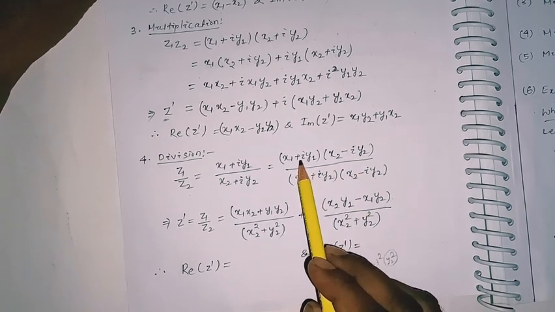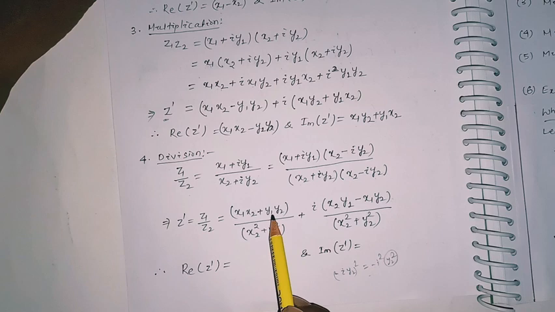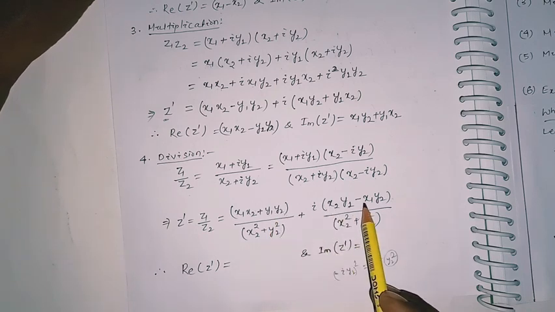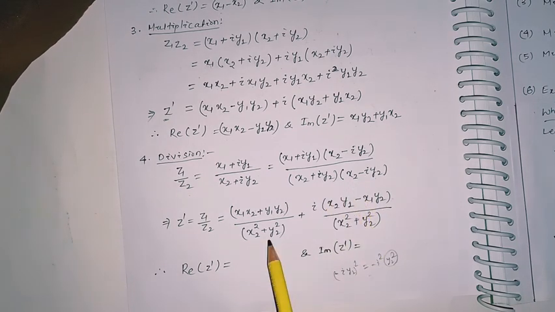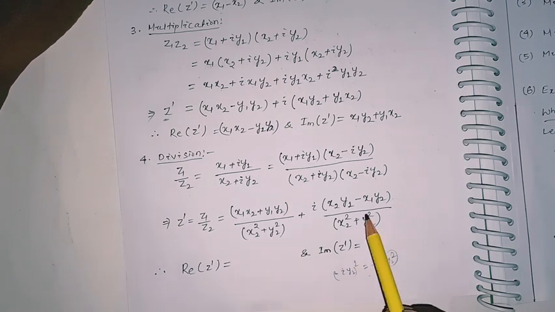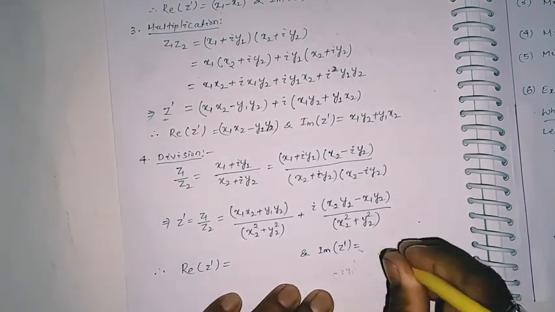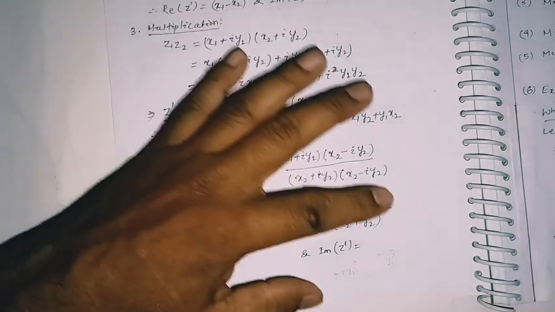After multiplication of these two complex numbers, we can find x1 x2 plus y1 y2 plus iota into (x2 y1 minus x1 y2), and as the denominator is a common term, it is divided by x2 square plus y2 square, and divided by x2 square plus y2 square. You just check it in rough.